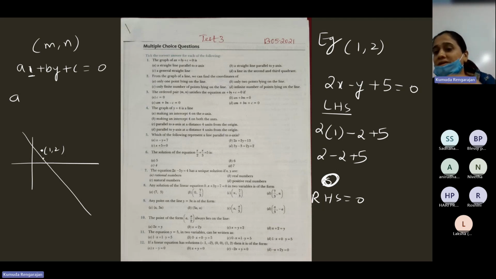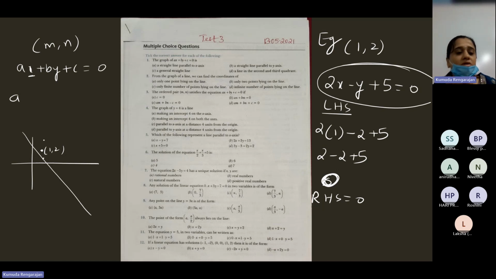Does not satisfy means it does not lie on the graph of that equation. When you make the graph of this equation, you will get a straight line. If the point (1, 2) lies on that straight line, then when you work out the LHS, you will get 0. You are not getting 0; you got 5. That means this point (1, 2) does not lie on the graph of this equation. If this is the straight line for this equation, (1, 2) will not lie on that line. It lies somewhere, but not on this line. That's why it does not satisfy the equation.